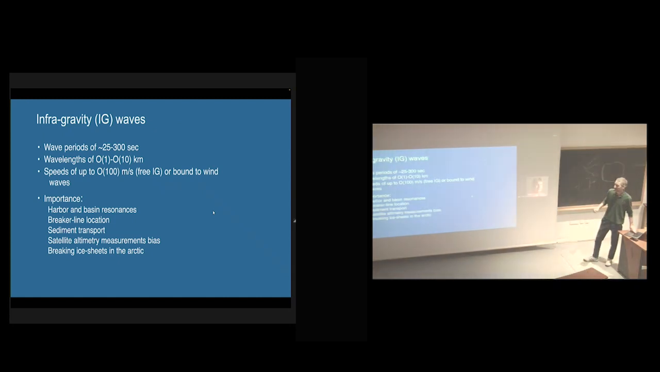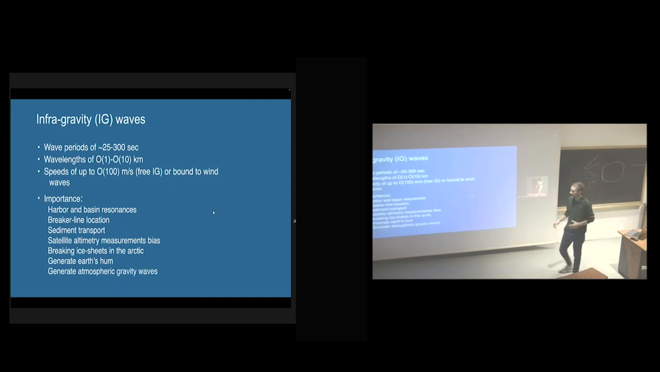And you can have breaking ice sheets, and they even generate Earth's hum. We see them on the bottom of the ocean in sonograms. And something I wasn't aware of: apparently, lately, they actually oscillate and generate gravity waves in the atmosphere. These are waves that just propagate upwards, and they actually mix the atmosphere. So they have an effect on mixing the atmosphere. You wouldn't think that these waves are so key in connecting things, but they are there.